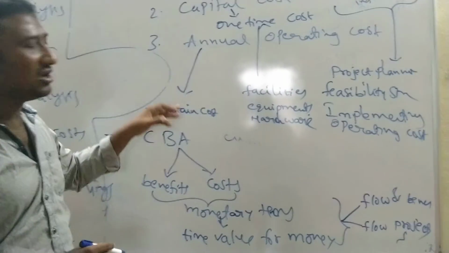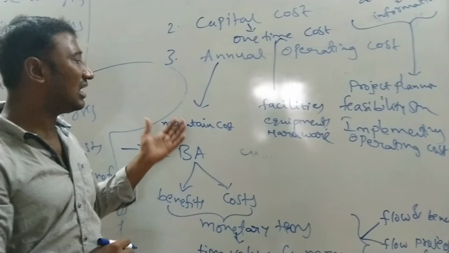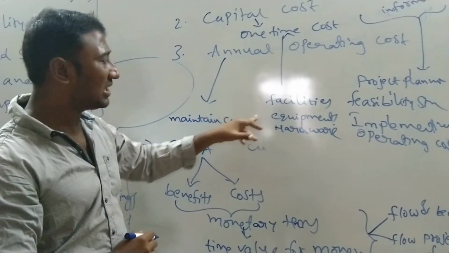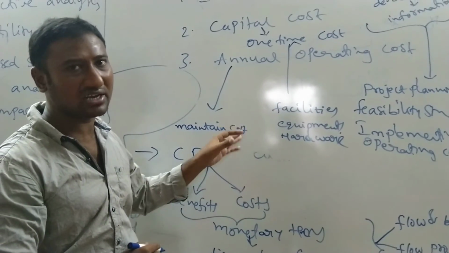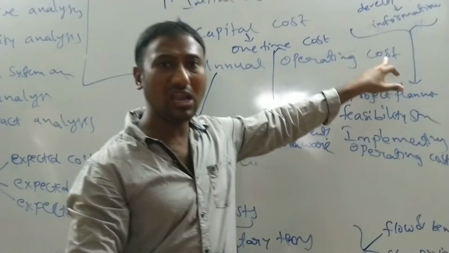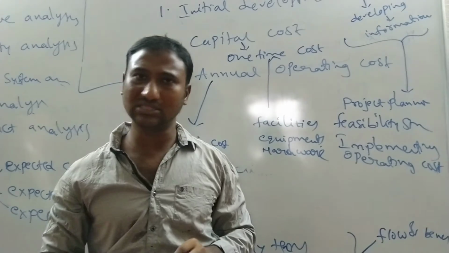And every year, things like building modification or some coloring, whatever it may be, repairing some software and implementing hardware, whatever it may be, everything will be performed within the annual operating cost. So this is all about the cost benefit analysis system.